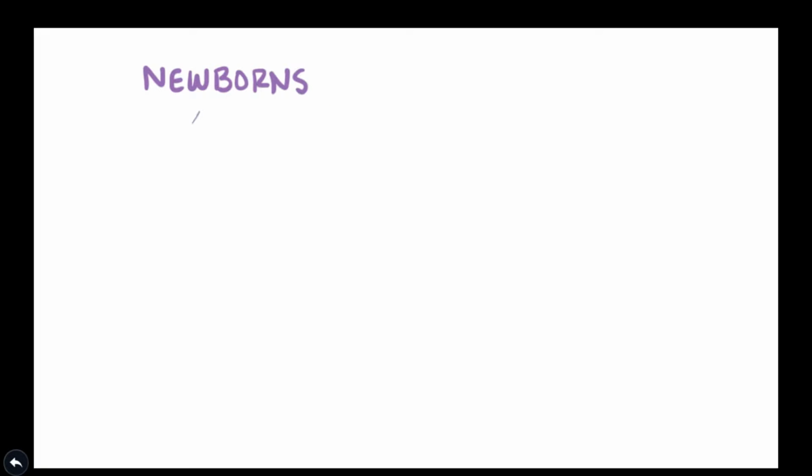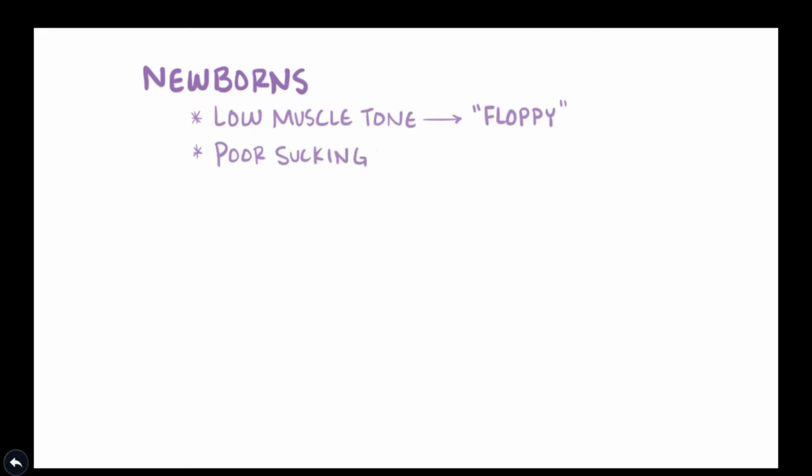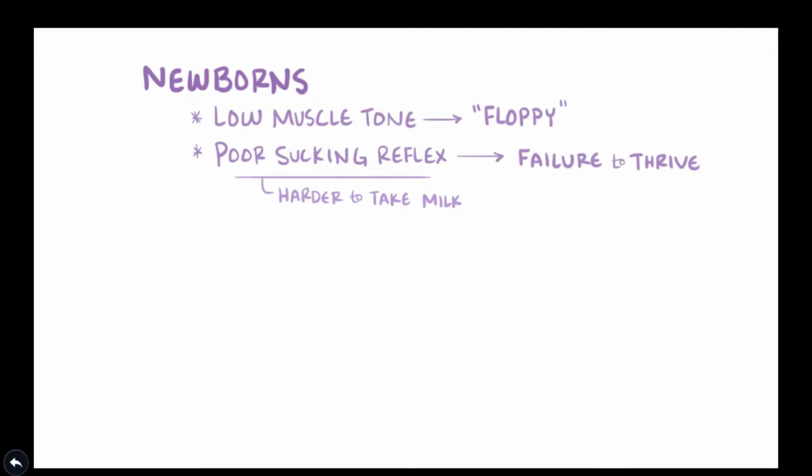Usually, newborns with Prader-Willi syndrome have low muscle tone, which makes them extremely floppy. They also have a poor sucking reflex, which makes it hard for them to take milk, and can have failure to thrive, which means that they have poor weight gain.